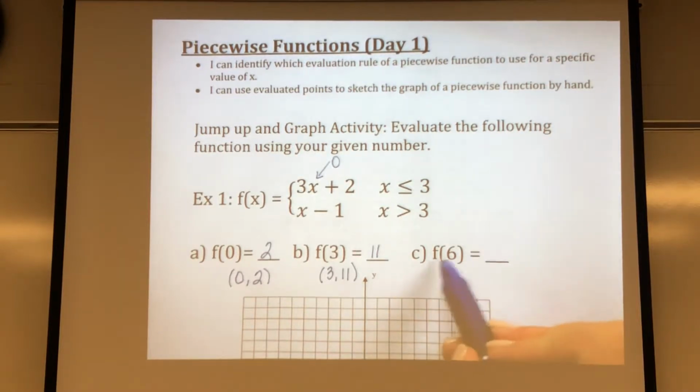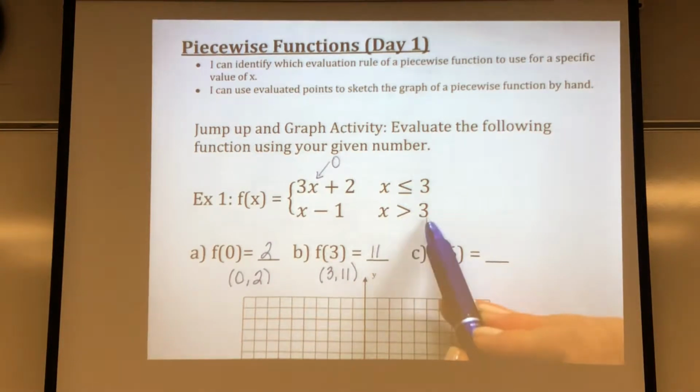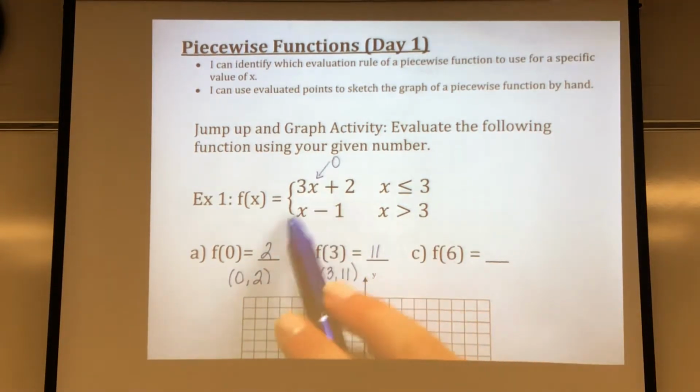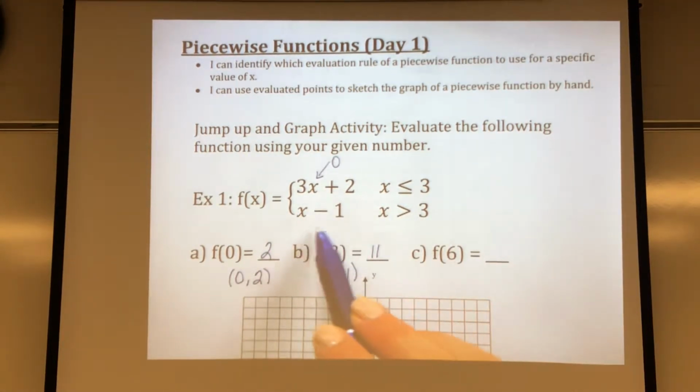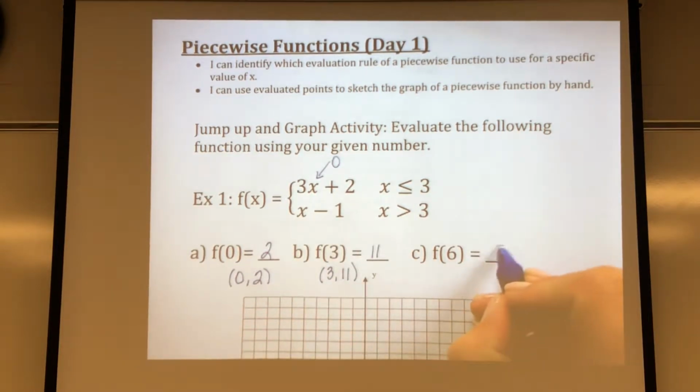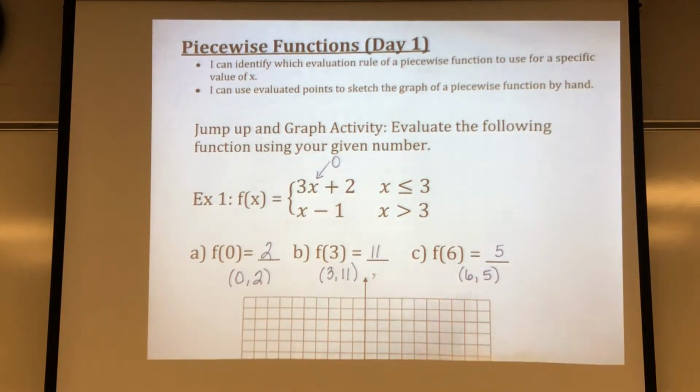All right, now this last one, f of 6. 6 is greater than 3, so that's telling us to use this bottom equation. So we would do 6 minus 1. 6 minus 1 is 5, or the point 6, 5. So that's how we evaluate if you're given a value. Now let's move on to graphing.